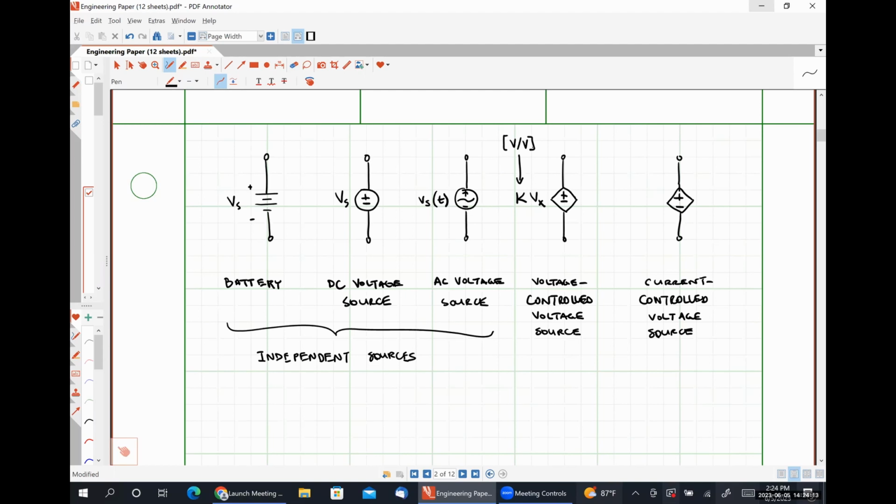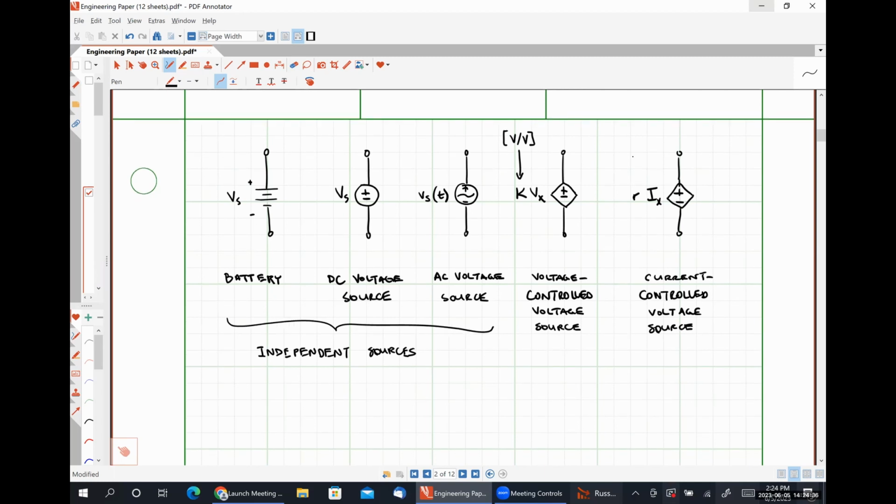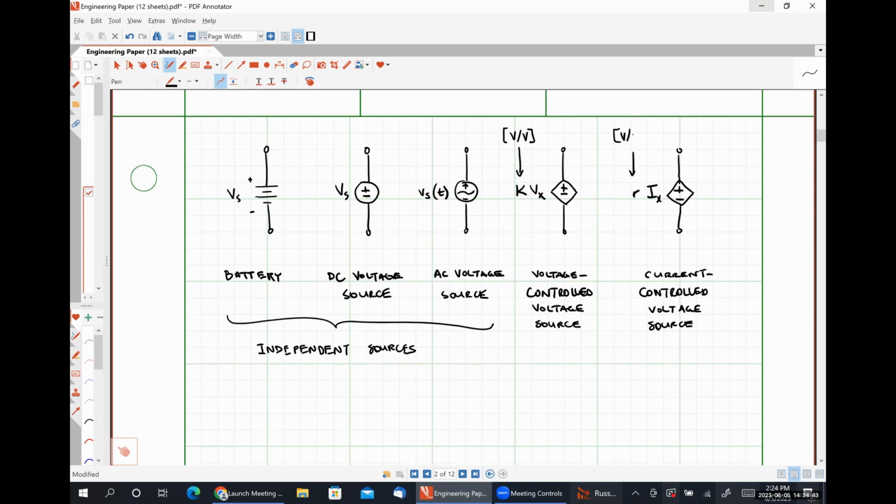For our current controlled voltage source, we are going to have some quantity R, that's our scaling factor for this guy, multiplied by some amount of current, expressed as Ix, where the symbol for this quantity is expressed in volts per amp. Okay.